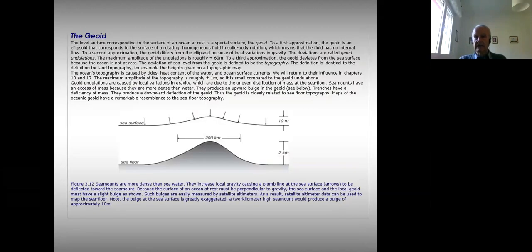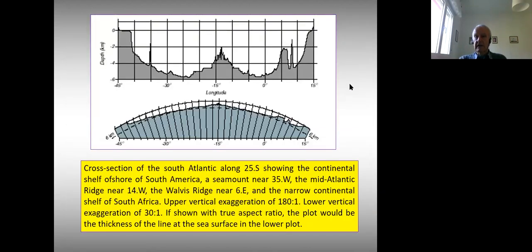Let's look at a cross section of the South Atlantic along 25 south. This is how it looks in a real ocean. You can see more or less what we have seen before in the schematized features of the ocean bottom. Here it is shown very clearly in the real ocean, the Atlantic Ocean. You can see the slope, the seamount, the ridge, and here again the slope and shelf.